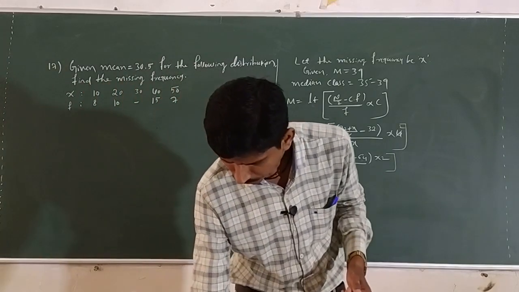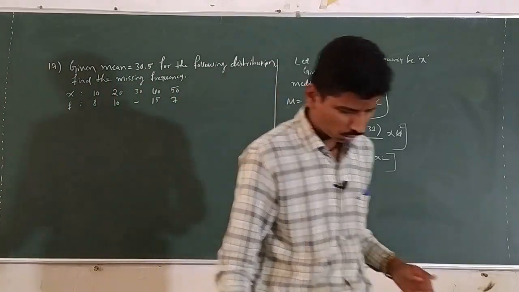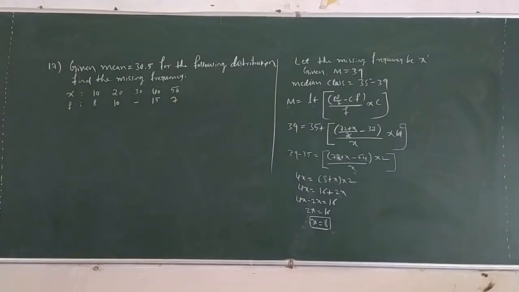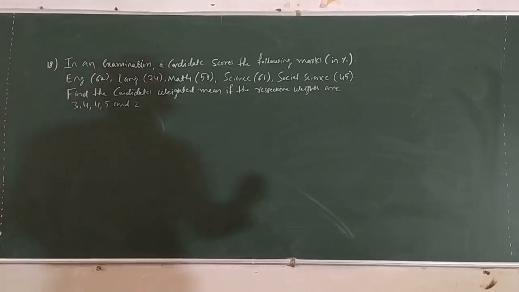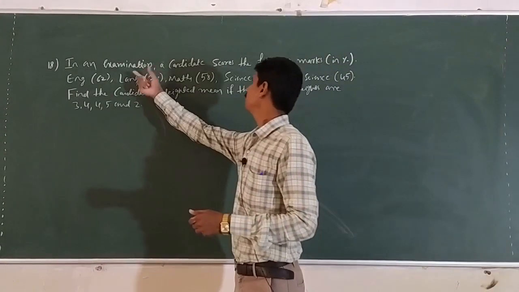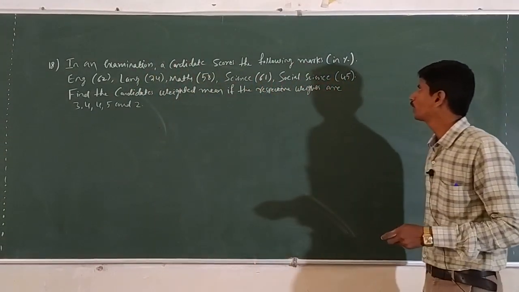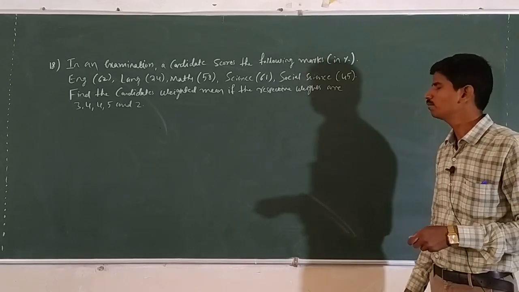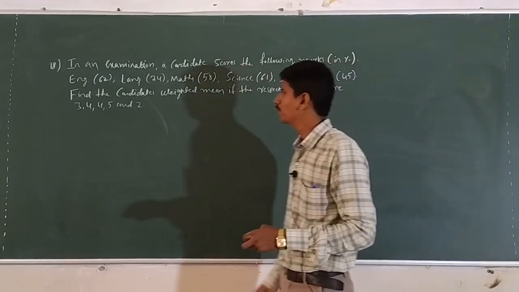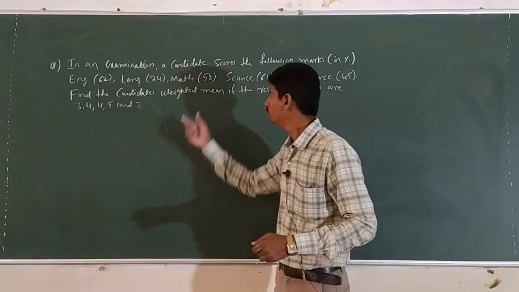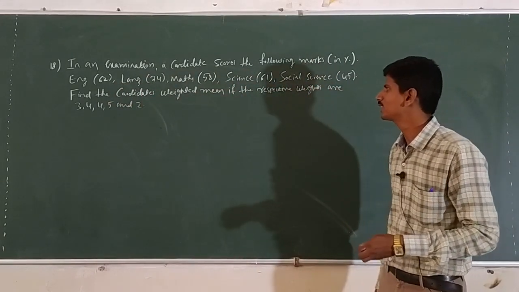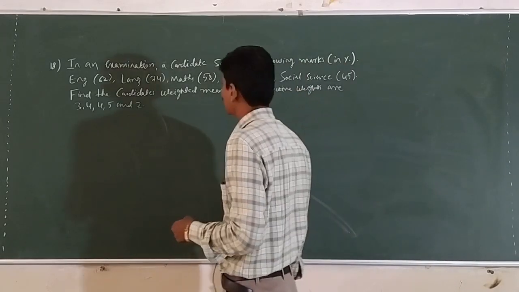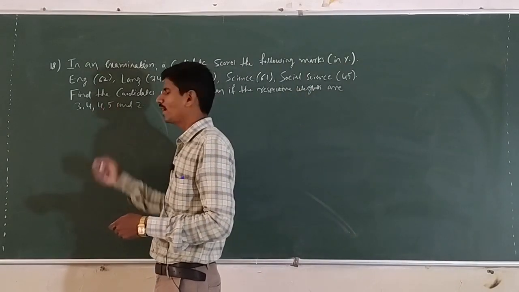The next problem, 18th problem. In the 18th problem, they are given that in an examination a candidate scores the following marks. Marks are measured in terms of percentage. English 62, language 74, maths 58, science 61, social science 45. Find the candidate's weighted mean if the respective weights are 3, 4, 4, 5 and 2.